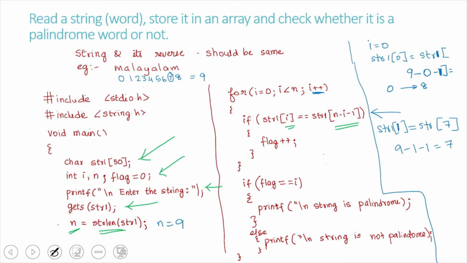This means that we are going to check from this side and this side if both these are going to be equal. If both these are equal, we are going to set flag equal to 1. That is, flag was initially set equal to 0, and when this condition is true, it will be incremented. Our flag, if it is finally going to be equal to i, which will be the length of the string, then the string will be a palindrome. Otherwise, our string will not be a palindrome.